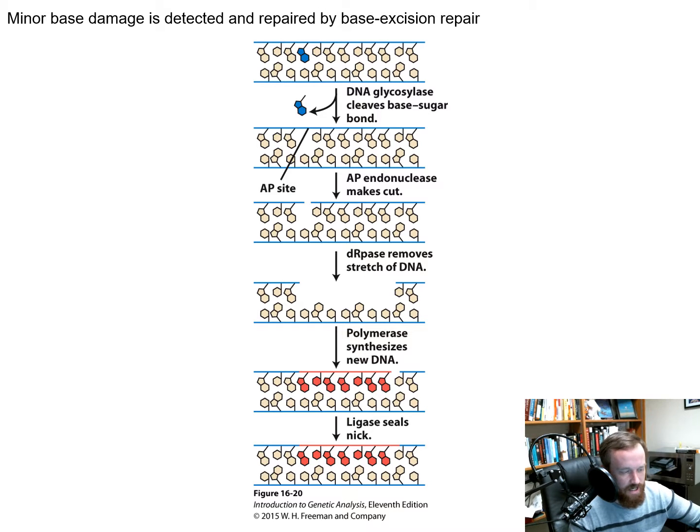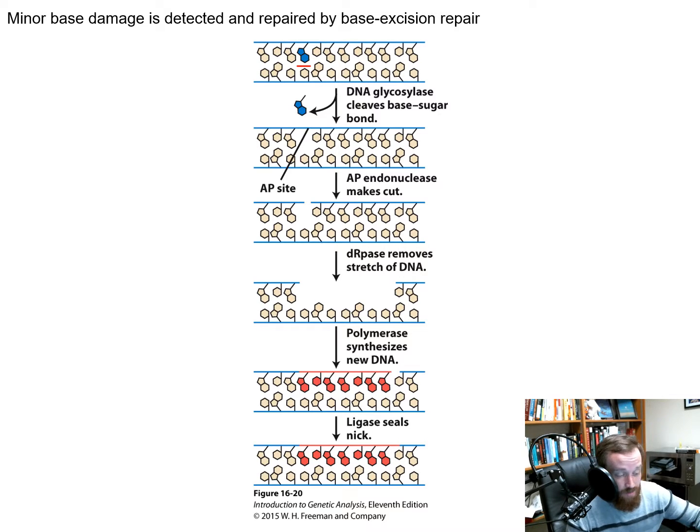Okay, now let's look at how minor base damage is repaired through this base-excision repair mechanism in organisms. And so in this example, we have a base indicated in blue here that is damaged, so it's not the proper base. So in comes an enzyme called DNA glycosylase, and what that does is it cleaves the actual base from that sugar backbone. So the actual nucleotide is removed from, remember, the three parts of DNA. One was the sugar backbone. The base is removed from that.